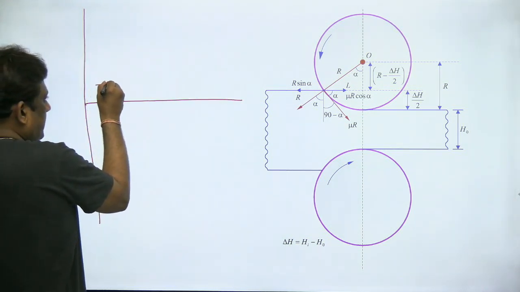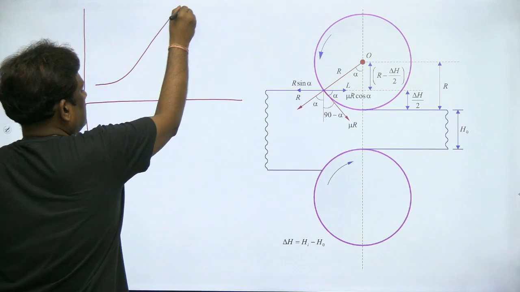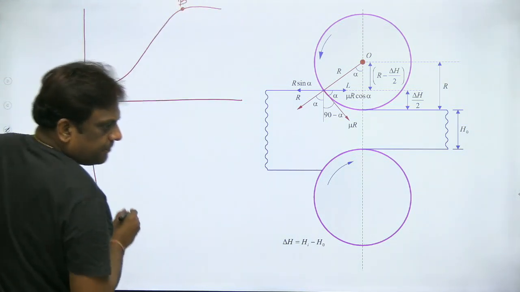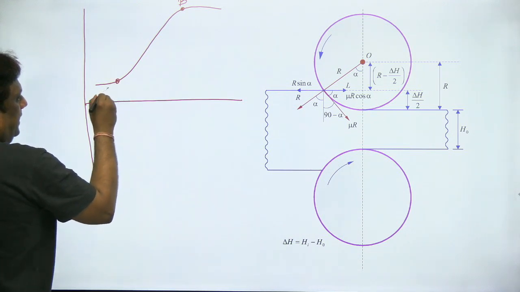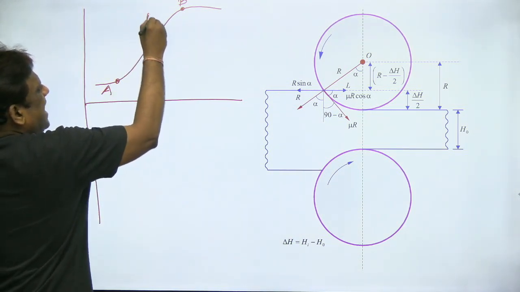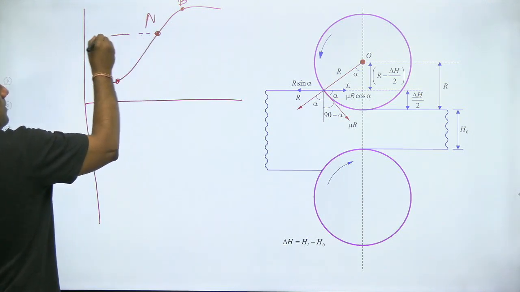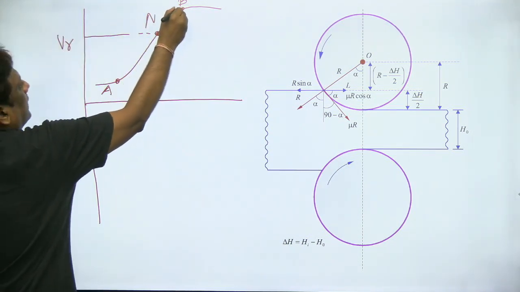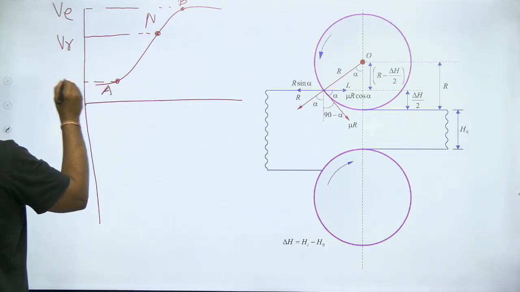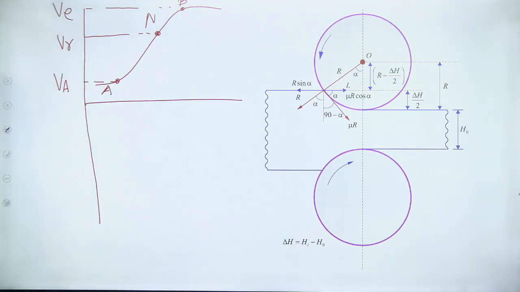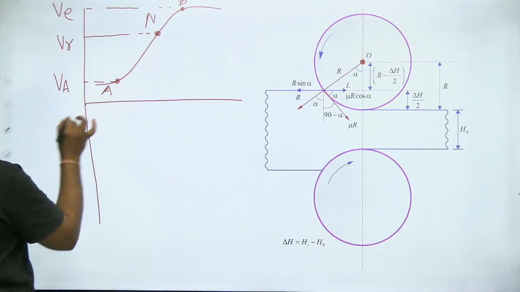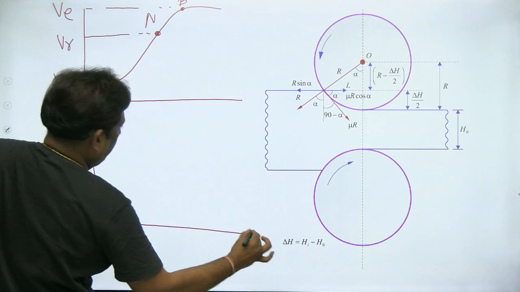So at the entrance it is increasing. Say this is point B, the exit. Say this is point A, the inlet. Say this is the neutral point, some random points. So here the velocity will be VR. Here the velocity will be V exit. Here the velocity will be VA. Excellent. Now observe.